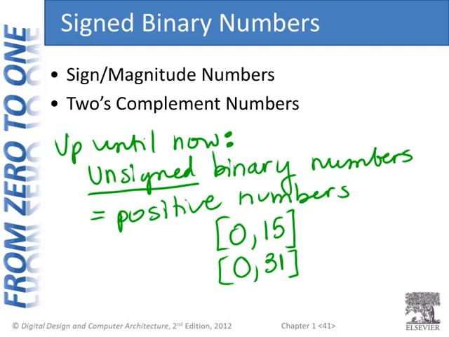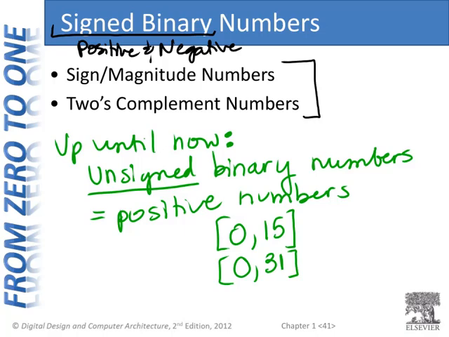Well, what if we want to also deal with negative numbers? For example, we have a computer program that's calculating bank deposits or withdrawals. Well, we have to deal with negative numbers there as well. We call these numbers signed binary numbers. Signed numbers can represent both positive and negative numbers. We're going to have to figure out a way to do this. Two of the most common ways are sign magnitude representation or two's complement representation. And in computers, as we'll see in a moment, two's complement representation is really the one that we use.